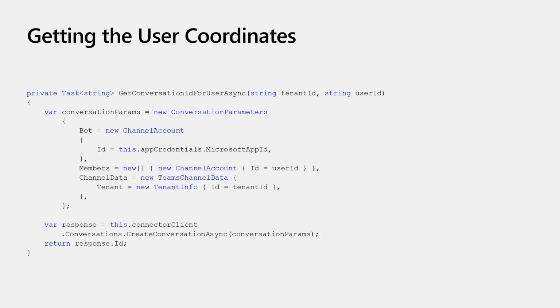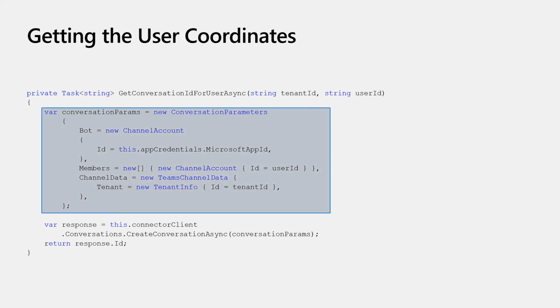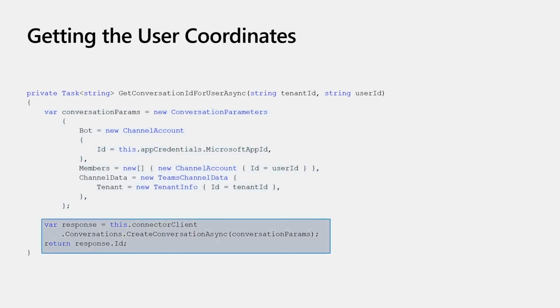In this snippet, we use the connector client to create the conversation between the user and the bot. Since these conversations are unique, it is safe to call this even if the bot has already started a conversation with the user. The conversation parameters here are similar to those we used to create the thread in a channel. This time, however, we're defining a conversation between a bot and a single other user, which, when used in the create conversation call, will get us the one-on-one conversation between the user and the bot. With this conversation ID, we now have all the parts of the conversation coordinates, and can send proactive messages.